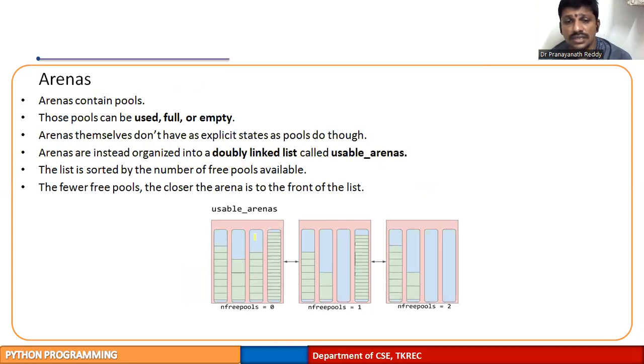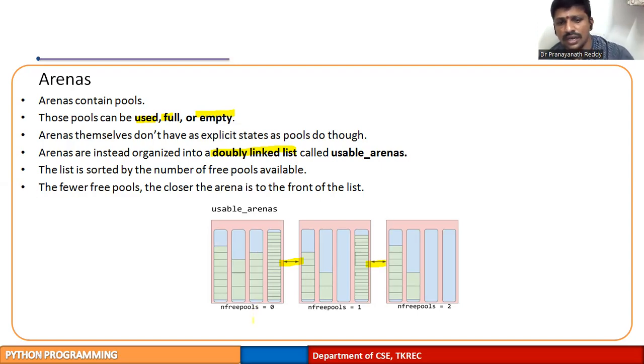Now what is an arena? Arena is, I told you, a collection of pools. Here also you have some space called used, full, or empty. So the pools are used, full, or empty. It is the same way as what we have seen for the pools. Okay. And arena is organized in a double linked list. Right? You can see this here. So it can go forward and backward in the same way.